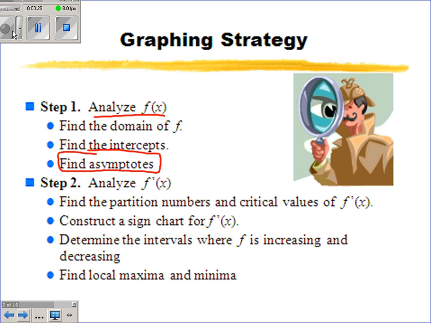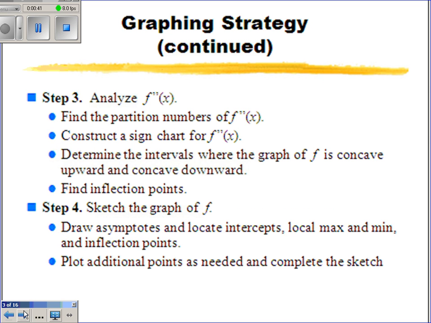Then, same steps as before. We're going to go through f prime, figure out partition numbers, critical points, do a sign chart for f prime, figuring out intervals where f is increasing, decreasing, getting the maximums and minimums. Then we're going to look at f double prime like we did before and find the partition numbers there. Do a sign chart for f double prime.